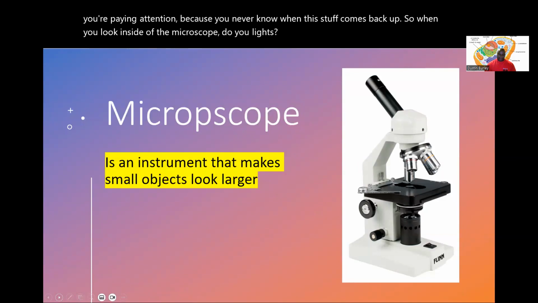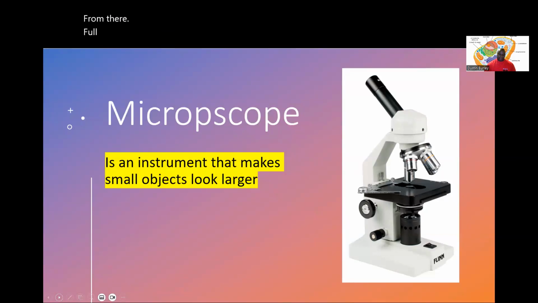So when you look inside of the microscope, the light from there will shine on through the lens, the light rays. And there's a mirror at the bottom, as you can see. And you can see the reflection. And with convex lenses, it makes stuff that is small look bigger.